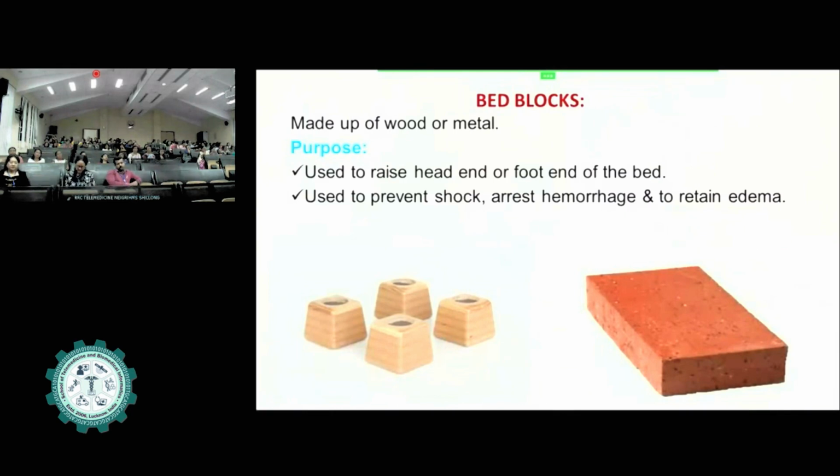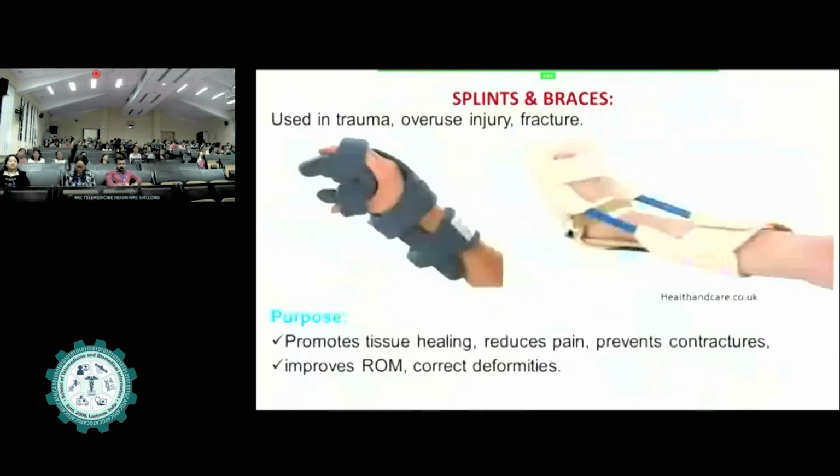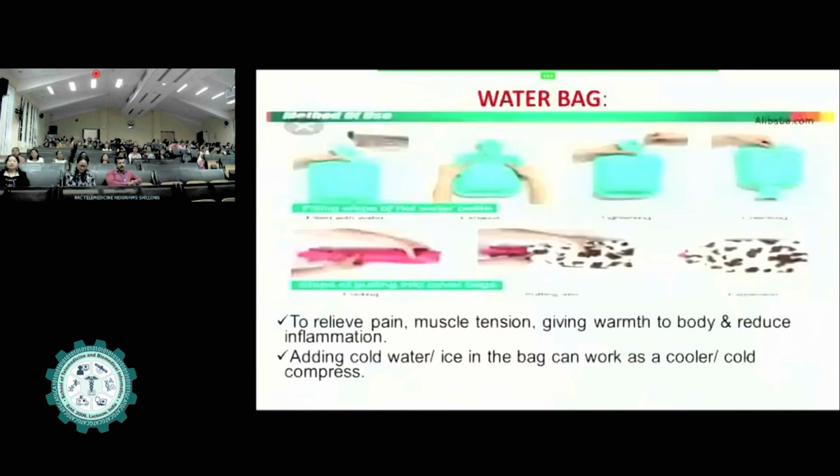Now coming to air cushions, rubber rings, or cotton rings, it is used to take off the weight of the body at sacral area and also to prevent bed sores. Splints and braces are used in trauma or overuse injury, fracture. The main purpose is to promote tissue healing, reduce pain and prevent contractures, and improve the range of motions and also to correct deformities.